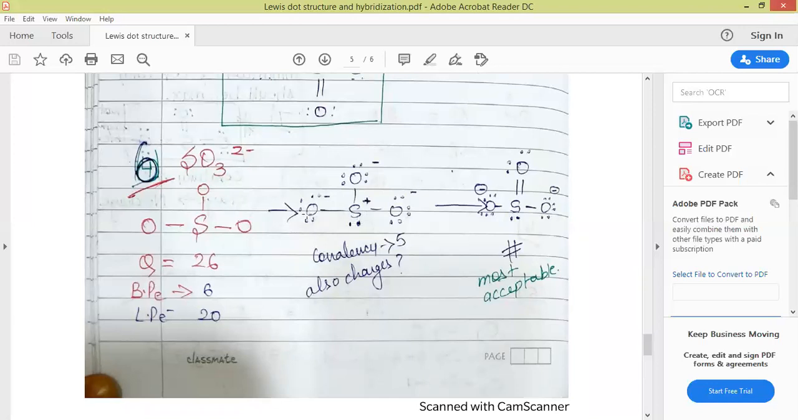Now we'll count the octet. Octet for all the atoms is complete. We'll check for the formal charge. Formal charge on all the oxygens comes out to be -1 and sulfur +1. Now we'll count the covalency. Covalency comes out to be 5: 1 lone pair, 2, and 3 bonds, 2 plus 3 is 5. So it can extend its covalency to a maximum of 6. That is most acceptable. So one of the oxygens will shift its lone pair to sulfur, and charges will reduce and will reach here. So this structure is the most acceptable structure for SO3 2 negative.